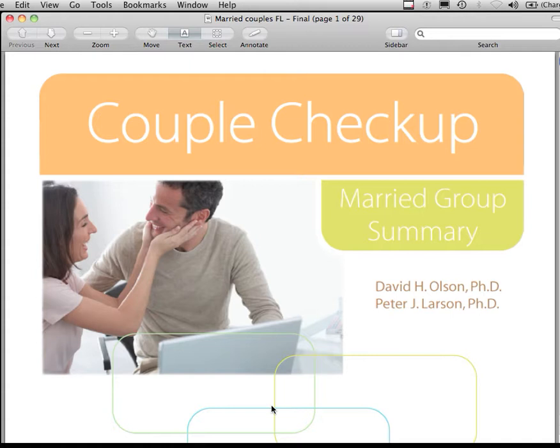But the reason you have to generate separate reports for different stages is that the content of the assessment is actually different for couples of different stages, and there's no way to really summarize data together in a report when it's different types of data.